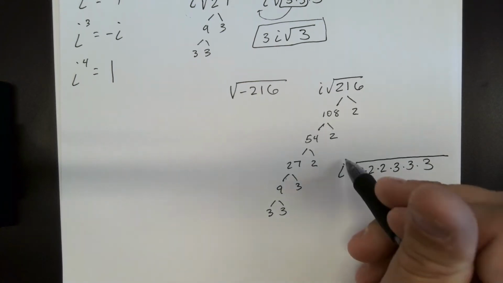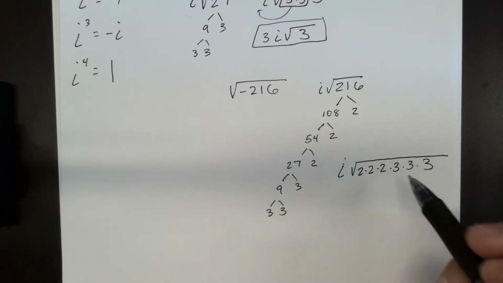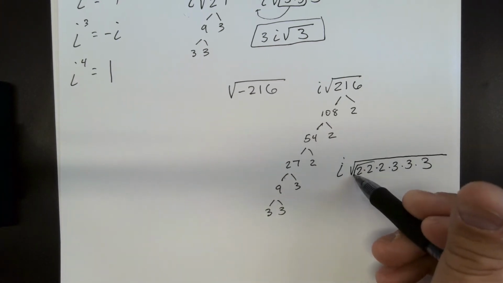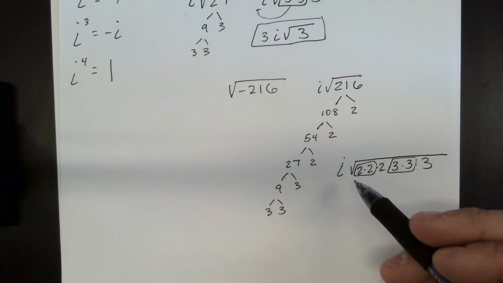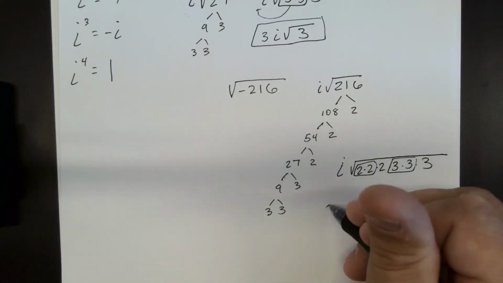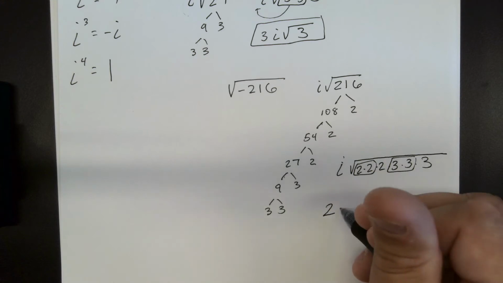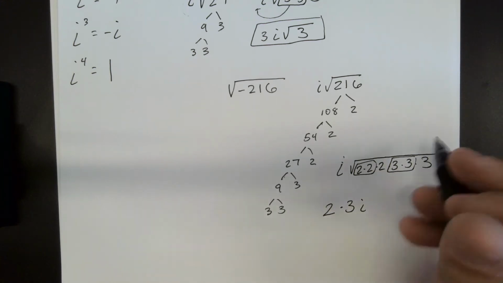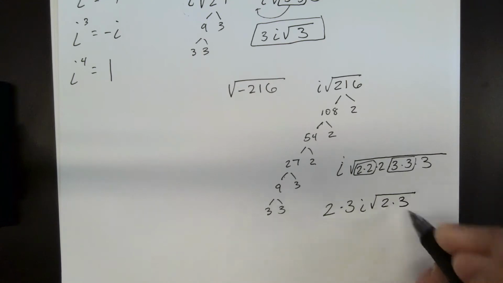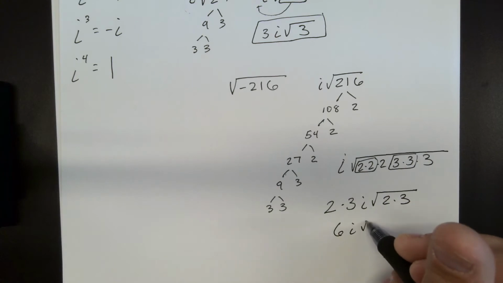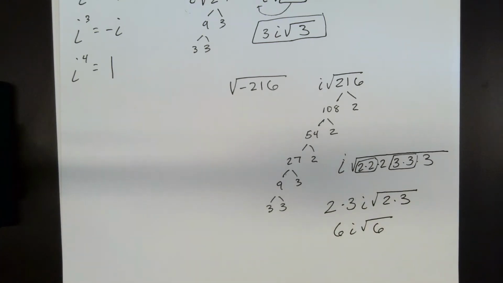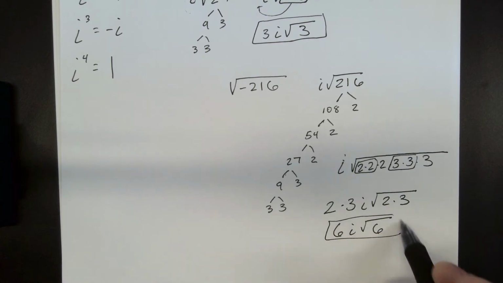Okay, what do we do next? You find pairs. Okay, do we have any pairs here? 1, 2, and 3. Okay, so the pairs. Now, we grab one number from each pair and we bring it out. So we grab a 2, we bring it out. We grab a 3 and we bring it out. And then we have an i still out there with a 2 times 3 left over underneath, which is going to give us 6i square root of 6. Nope, that's your answer. That's simplified.